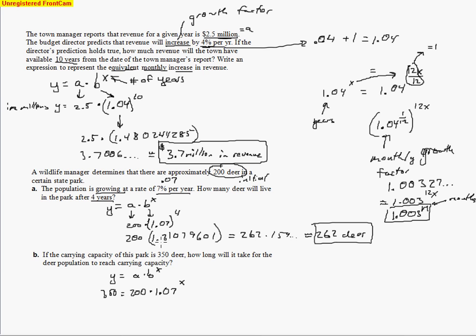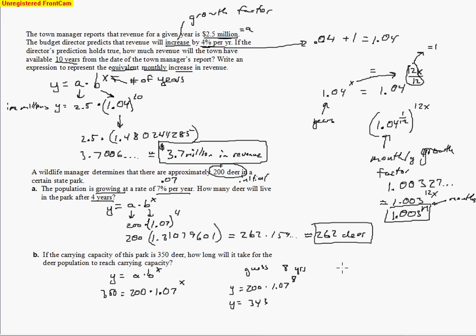I know 262 was 4 years, and we got to get all the way up to 350, so I might try doubling that. Let's try 8. So this is just a guess and check. So we're going to guess 8 years, and let's see where that gets us. I go ahead and substitute in 200 times 1.07 to the 8th power. So I'll do 1.07 to the 8th power, and then times 200. That gives me a value of, again, I want something close to 350, and it's pretty close, 343.6.